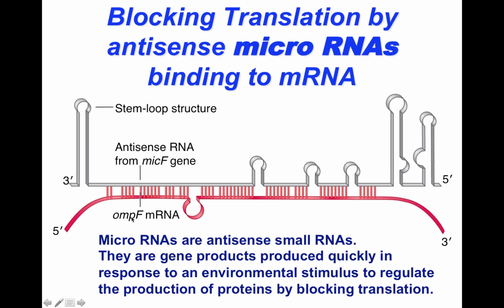This particular messenger RNA encodes the OMP-F protein, which is important in osmoregulation in the bacteria. It's usually produced at low osmolarity conditions, and so if the cell suddenly encounters a difference in osmolarity, then you want to shut this protein off as quickly as possible, and that's what this antisense RNA does. This antisense binds to the messenger RNA and blocks translation. When we study eukaryotic gene expression, we're going to see other types of antisense small RNAs affecting translation in the cell as well.